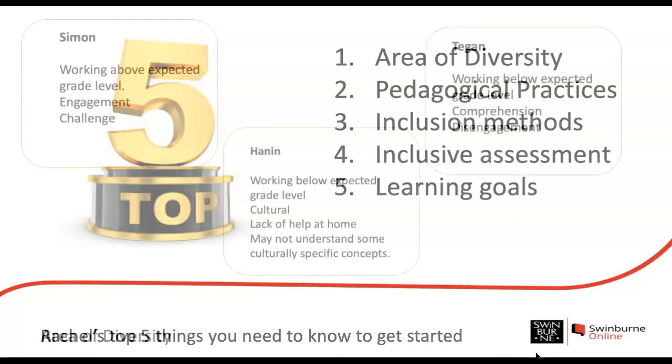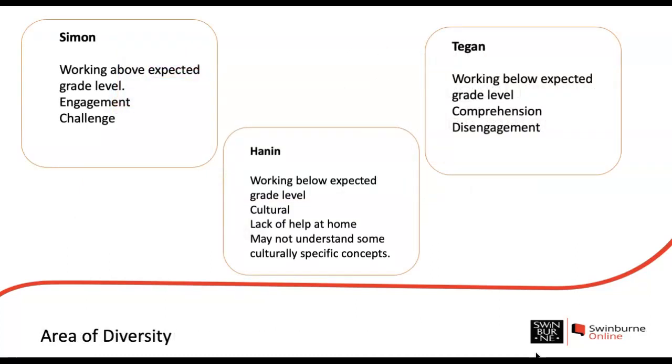So the first thing we need to do is isolate each of the students' area of diversity. Now, with this assessment, we do not need to focus on all 3 students, but for the sake of this collaborate, I'm going to talk about all 3 at all times, because I don't know which 2 students you're going to select. But you just need to remember that you're only focusing on 2 of the 3 students here. Whether it's Tegan and Simon, Simon and Hanin, or Hanin and Tegan, it's completely up to you. But of course, today I need to talk about all 3 students, but you don't have to.